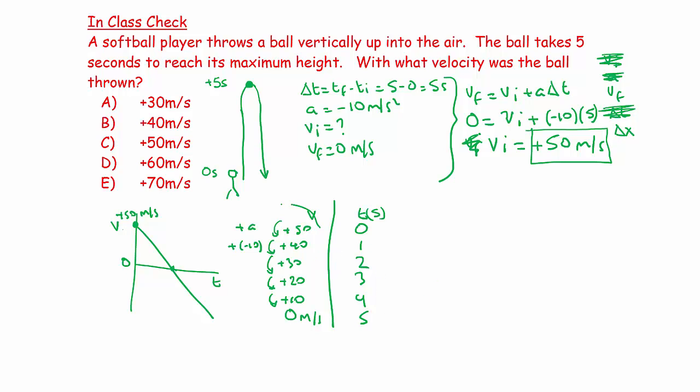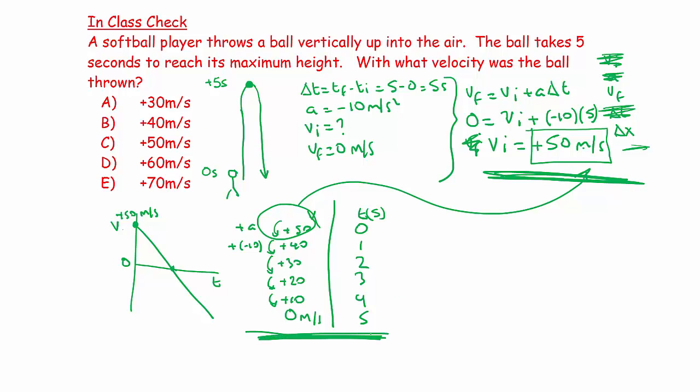That guy there is that guy there. 2 different ways of getting to the same thing. Well, 3 different ways, really. There's using the kinematic equation, there's using the knowledge of what acceleration means and using a table, and then there's using the knowledge of what acceleration means and using a graph. 3 different ways of getting the same answer.